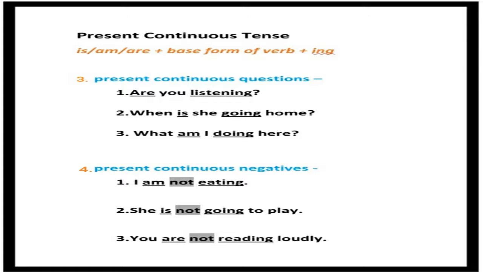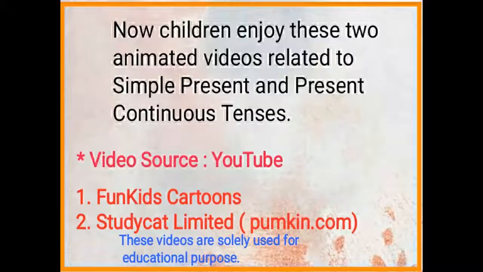I am not eating. The second one is she is not going to play. Is going is your present continuous. The word not is making it a negative sentence. Third one, you are not reading loudly. You is the subject. Are, read plus ing is according to the present continuous formula. And then the word not is making this statement into a present continuous negative sentence. Okay.